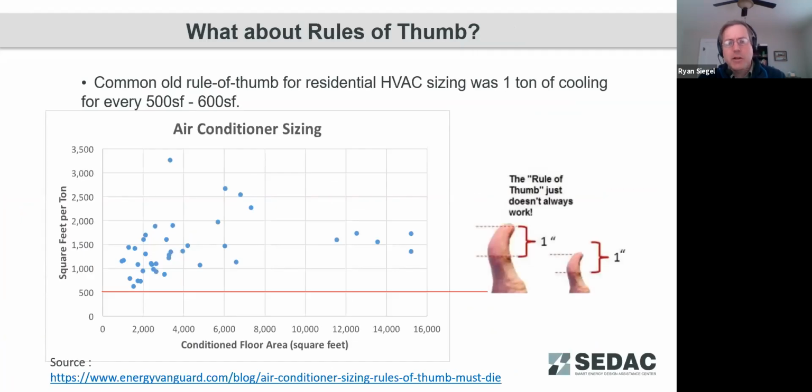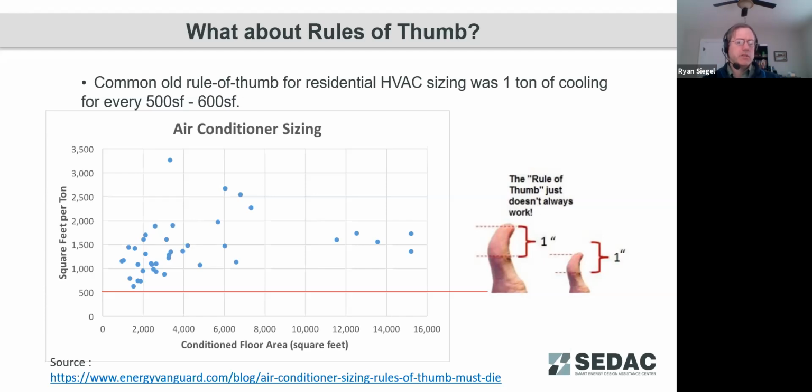Sean had touched on earlier as far as rules of thumb and why these really cannot be done anymore. It used to be the standard was 500 to 600 square feet of cooling. This was a study that one firm did of various designs. As you can see, there was one home that was close to this out of, I believe, something like 30 homes that were studied as part of this analysis. Many homes are 1,000 to 1,500 square feet, particularly with current codes.